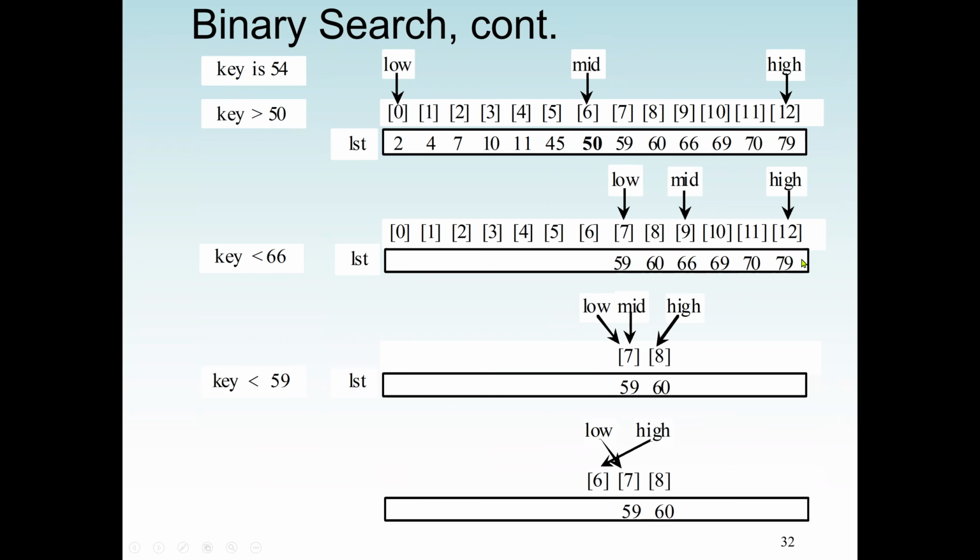Then we get the middle value. The middle value was 66. But 66 is too big, it is greater than 54. So we go to the left side. On the left side, only two items are left, 59 and 60. So let's say the middle is 59. We compare, and 54 is less than 59. And the right side is empty, so this means we didn't find the item.